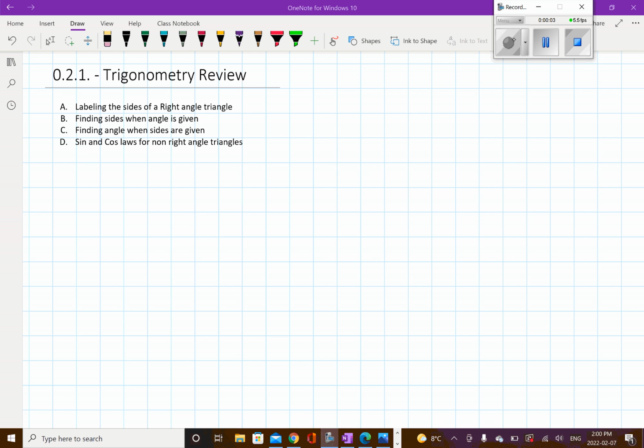We'll start with trigonometry review. First, let's label the sides of the right angle triangle. A right angle triangle is a triangle where one of the angles is 90 degrees, and it looks something like this, ABC. This angle here being a 90-degree angle.